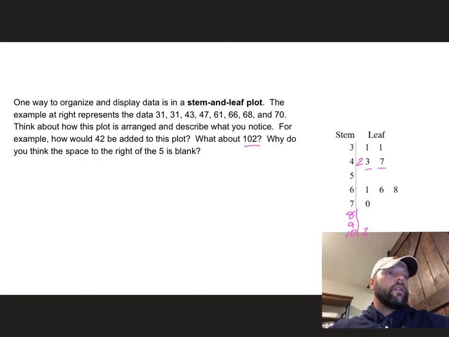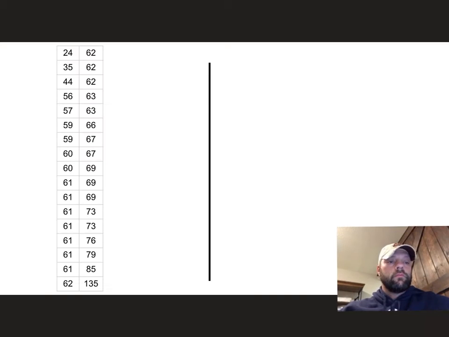Any idea why you think the 5 is blank? Hopefully you said that because there was no data that represents the 50s, so 47 and 61, I have that gap, so there's no data point there.